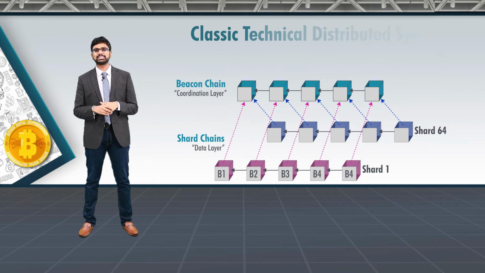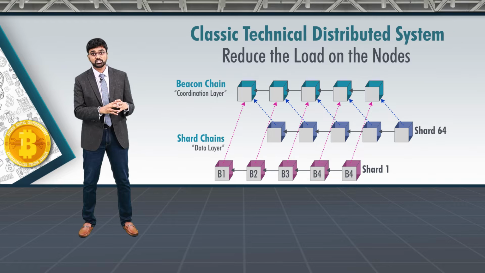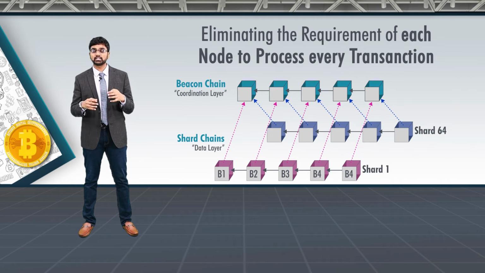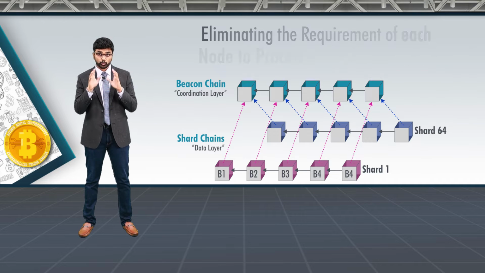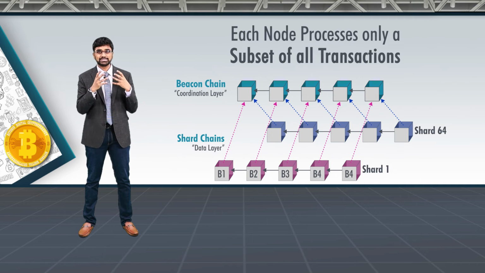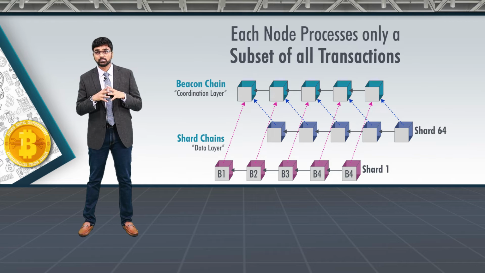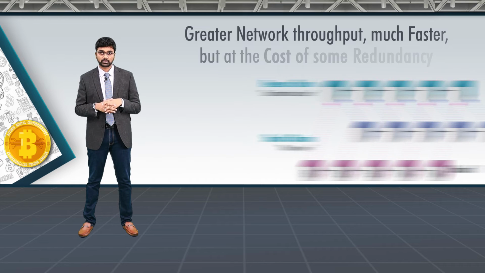Sharding is a classic technique in distributed systems that reduces the load on the nodes participating in a network by eliminating the requirement that each node process every transaction there is. With sharding, each node instead processes only a subset of all transactions. This enables a much greater network throughput much faster, but at the cost of some redundancy.